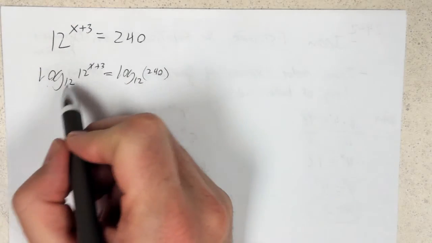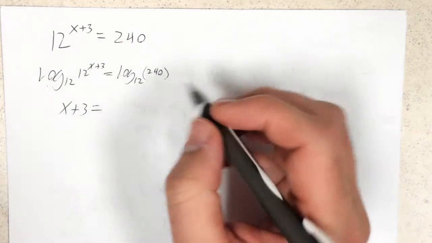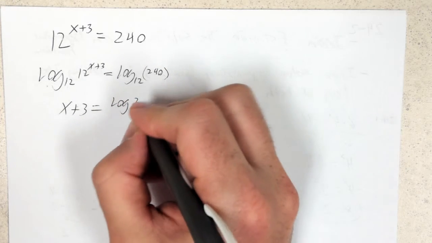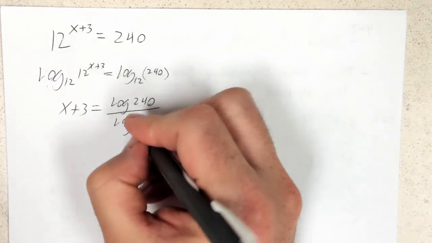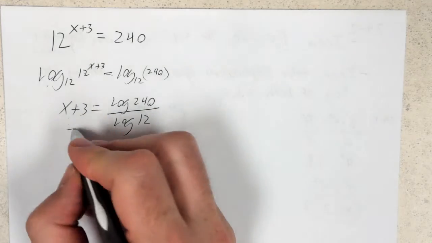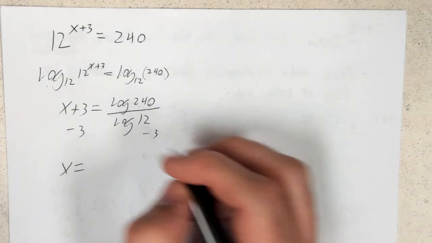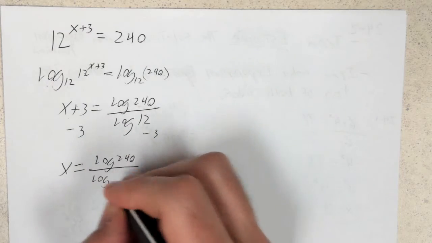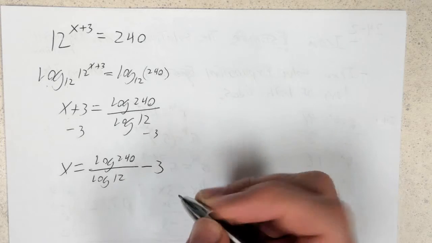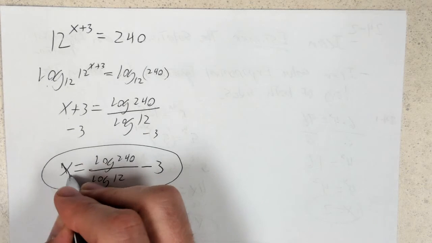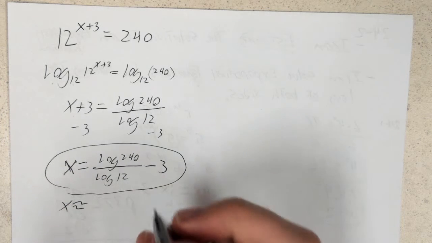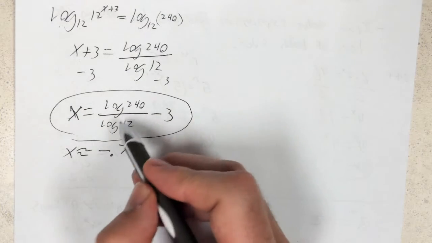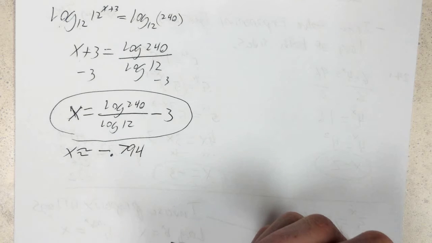And then log base 12 of 12 cancels, and we're left with x plus 3 is equal to, and then if you want to go ahead and get a jump start on the change of base, we could say the log of 240 divided by the log of 12, and then to get x by itself, we'll just minus 3. X is equal to log of 240 divided by log of 12 minus 3. Alright, so x should approximately be negative 0.794, because we're going to get something and then we're going to subtract 3, and it's going to end up being a negative.